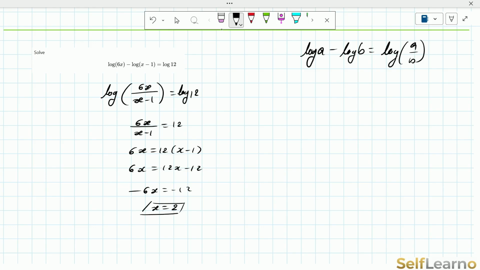x is 2. Now let us check the validity of this x. One of the arguments is 6x, that is 6 times 2, that is 12. It is greater than 0, so accepted argument. Perfect. This one, x minus 1, we have to check both. 2 minus 1 is 1. 1 is greater than 0. So it is accepted. Yes, this is an accepted answer.